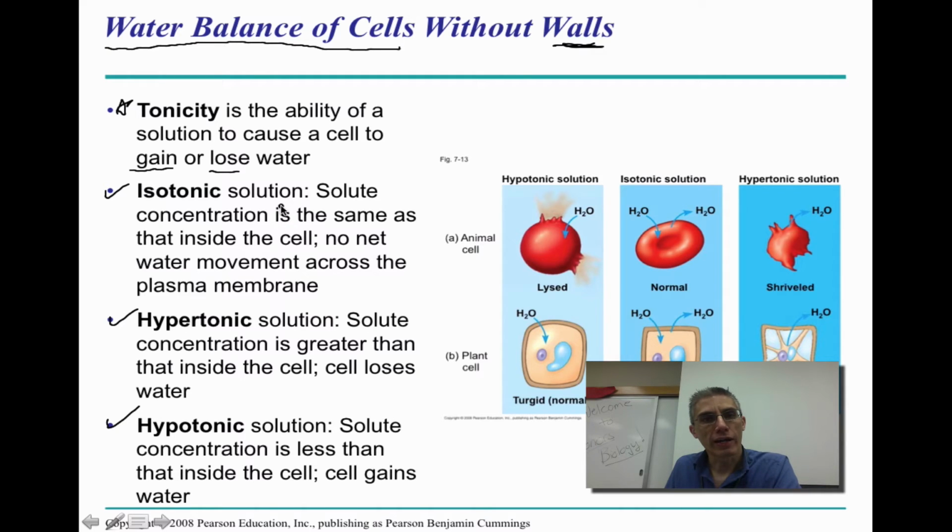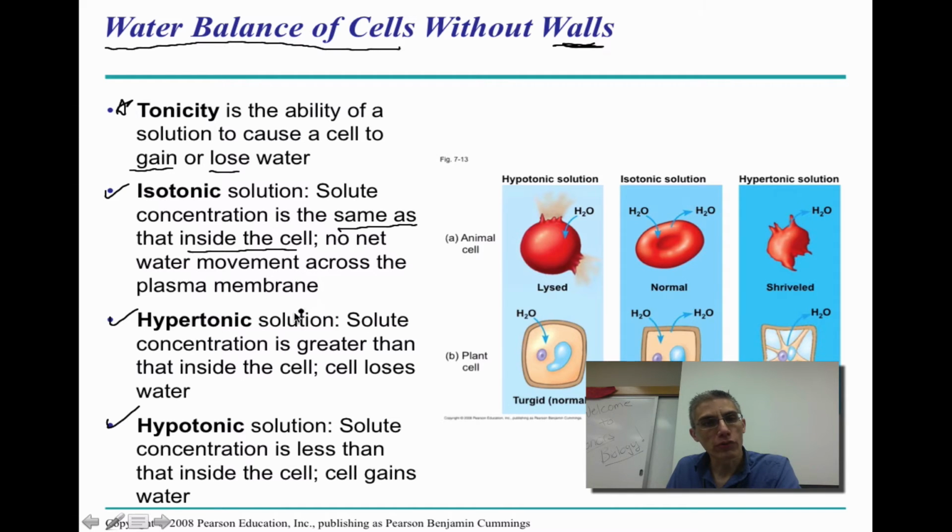Now when you talk about an isotonic solution, the solute concentration in that solution is going to be the same as that inside of the cell. Because of that, there's going to be really no net movement of water across the plasma membrane. Now I'm not saying the water isn't moving back and forth, I'm saying we don't have more water going to the right as opposed to the left or the other way around. Water is still passing back and forth, but it's at about the same rate.